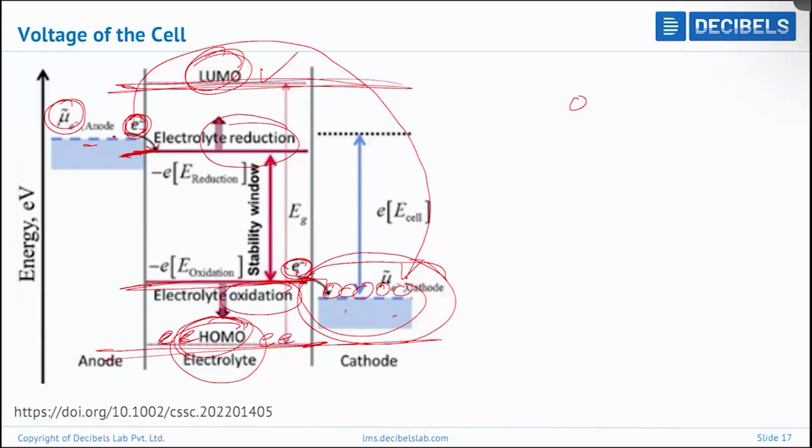So if you do not choose the electrolyte with a wide HOMO-LUMO gap, what happens? At the LUMO level, the electrolyte will undergo reduction, and at the HOMO level, the electrolyte will undergo oxidation. So it can undergo both oxidation and reduction. Finally, that electrolyte may decompose, or that battery will not work. So voltage is not only depending on the chemical potential of anode and cathode, it also depends on the HOMO-LUMO level of that electrolyte.